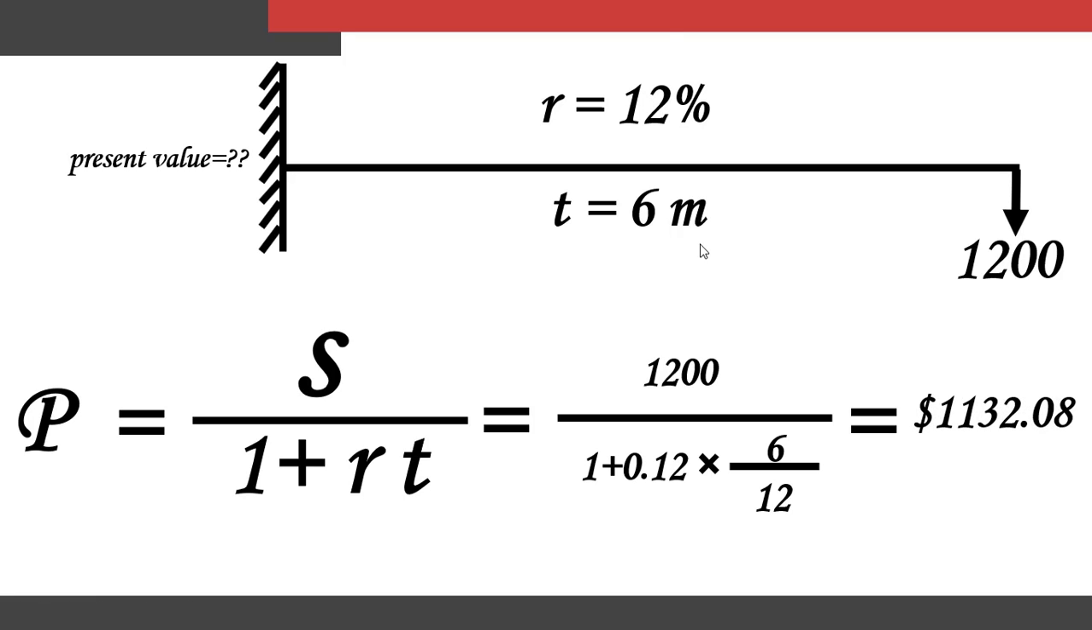For the second, we exchange R equals 10% with R equals 12%. In the same formula, P equals S over 1 plus RT, it is $1,200 divided by 1 plus 12% times 6 over 12, so P will be equal to $1,132.08.